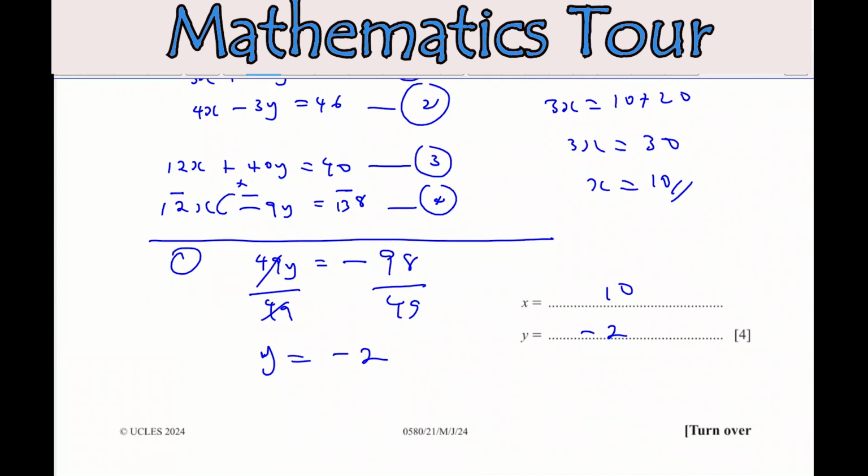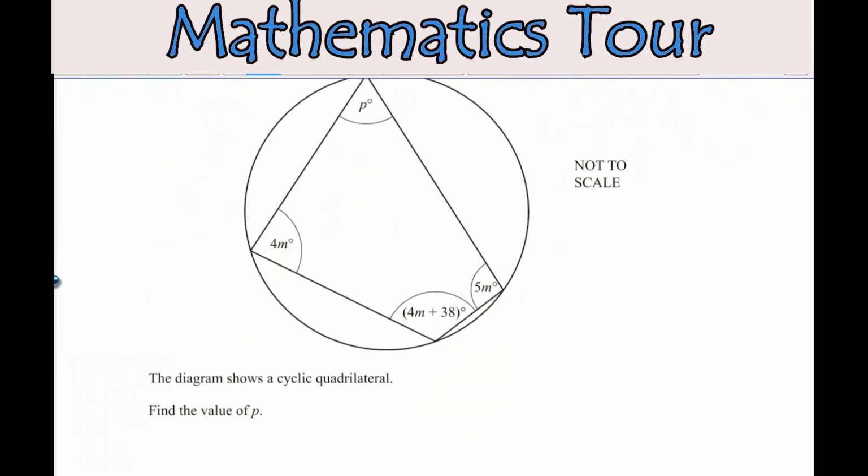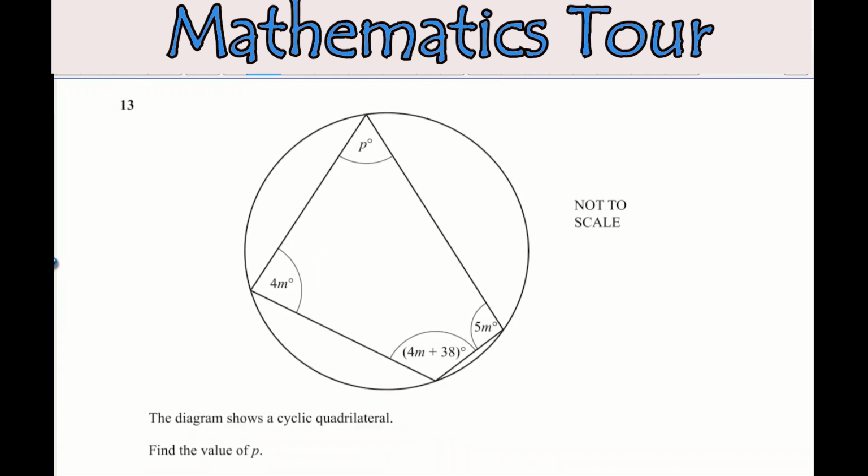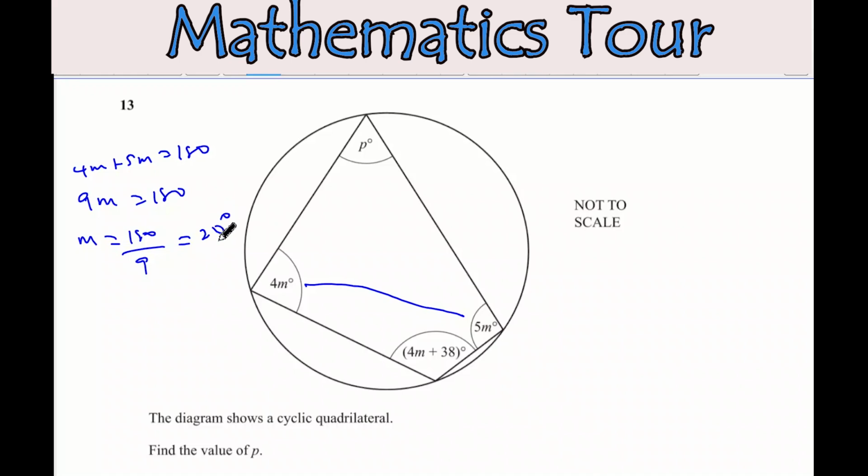So let's go to the next question. That will be question 13. So here the diagram shows a cyclic quadrilateral. Find the value of p. So one of the theorems of a cyclic quadrilateral is that opposite angles are supplementary. That is, they add up to 180 degrees. So for these two, I will say 4m add 5m equals to 180 degrees. That is 9m equals to 180 degrees. m equals to 180 over 9. That will be 20.